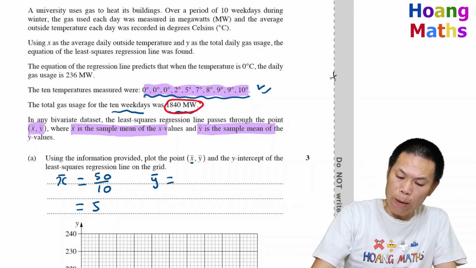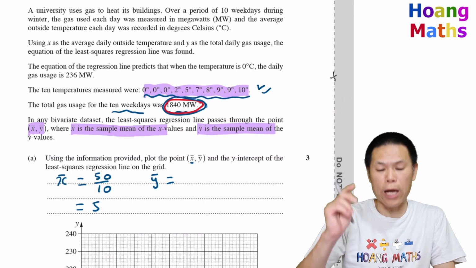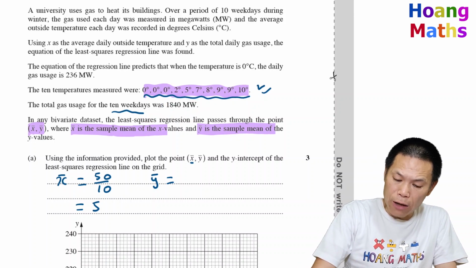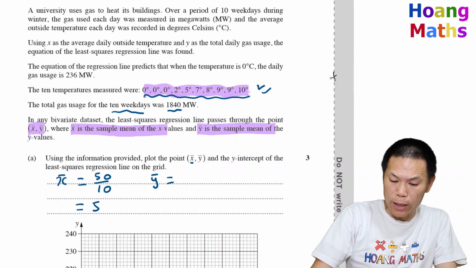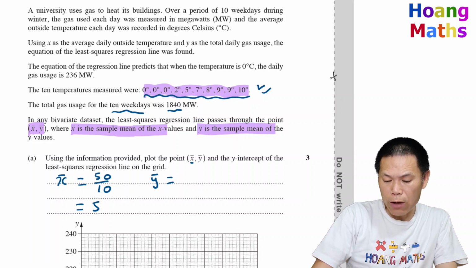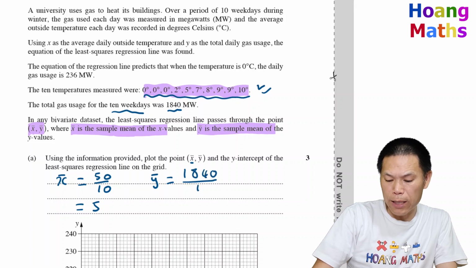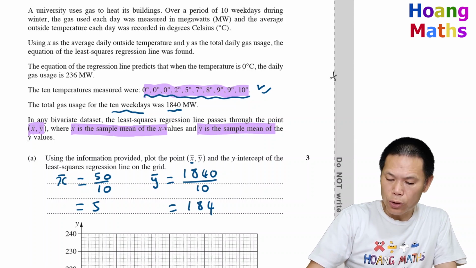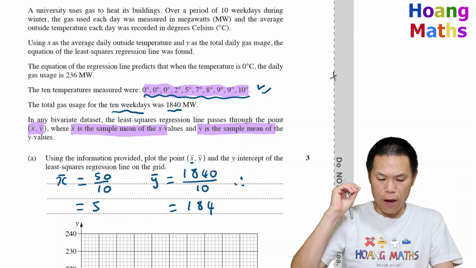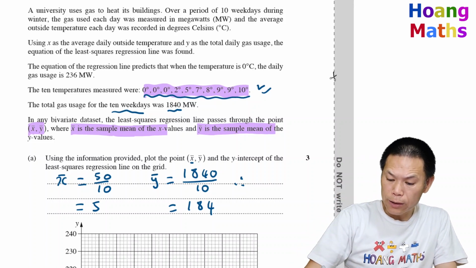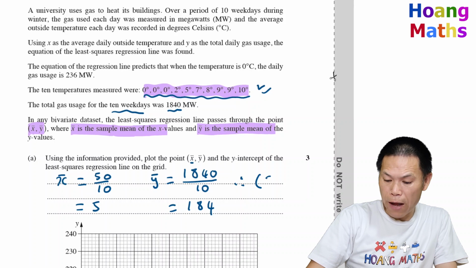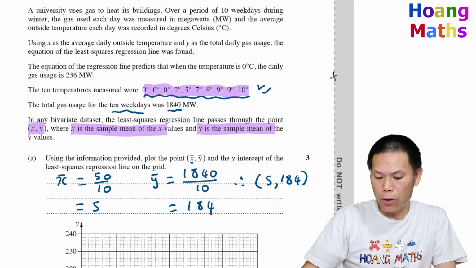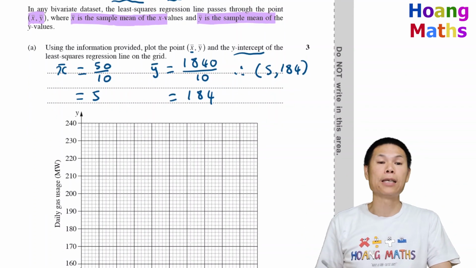So that means we have 10 daily usage. Altogether it gives me 1,840 megawatts. So that is for 10 days. So we work out the daily average. 1840, we divide this by 10. So that is equal to 184. So therefore, the coordinate for the average X and Y is 5, 184. And we need to plot this on the graph, including the y-intercept as well, okay?